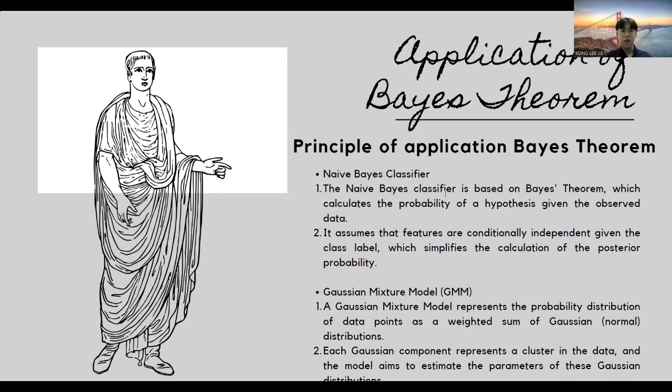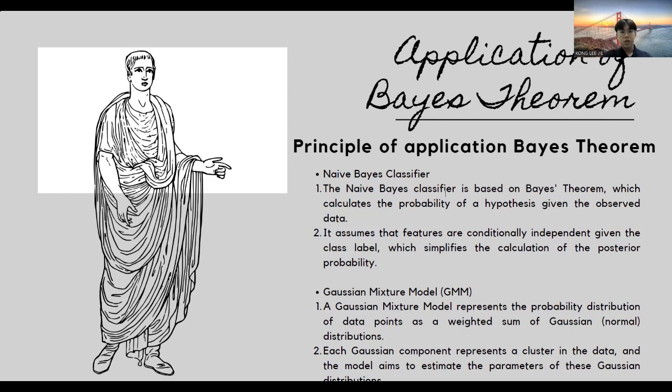The first one is naive Bayes classifiers. The naive Bayes classifier is based on Bayes' theorem, which calculates the probability of a hypothesis given the observed data. It assumes that features are conditionally independent given the class labels, which simplifies the calculation of posterior probability.